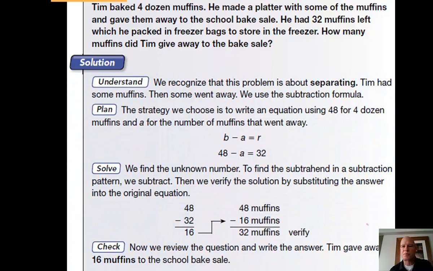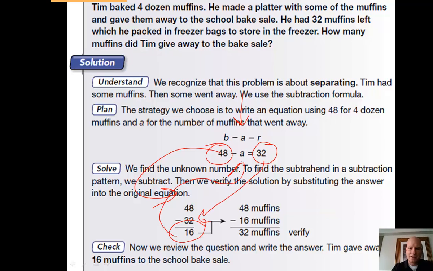We recognize that this problem is about separating. Tim had some muffins, some went away, so we know we're going to be subtracting. The strategy we choose is to write an equation using 48, which is 4 dozen times 12, so 48 muffins. We know that he had 48 to begin with, and we know that he ended up with 32. In order to find the missing amount of muffins, which is A, the unknown number, the subtrahend in the subtraction pattern, we subtract. So we verify: we take our 48, we subtract how many we had left over, and that tells us how many he gave away. So Tim gave away 16 muffins at the school bake sale.